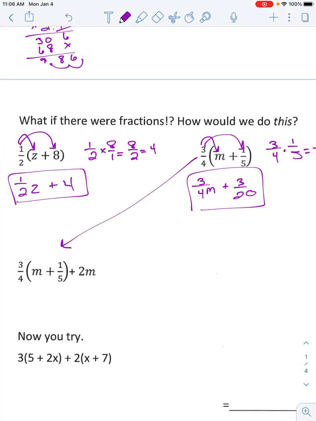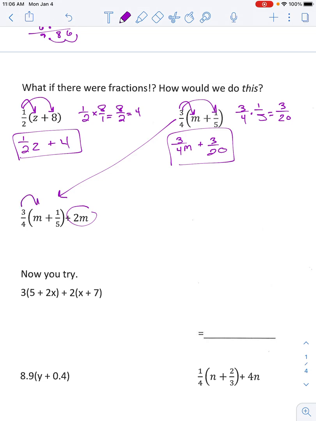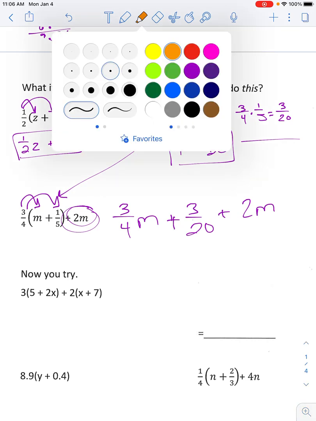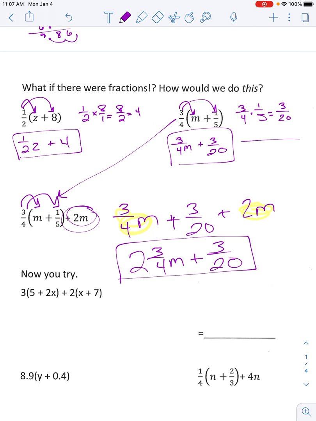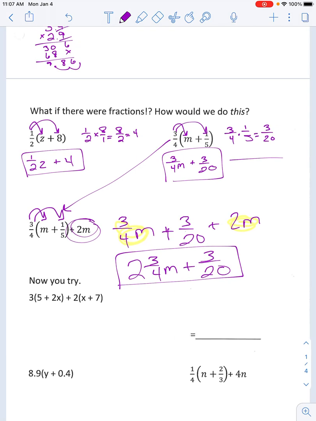Okay, moving on to this one. Guys, this is the exact same problem. We just added a plus 2m here at the end. So I've already done the work for this one. 3/4 times m is 3/4 m. 3/4 times 1/5 is up here. That is 3/20. And then this plus 2m was outside of the parentheses, so I'm going to add that. Now I'm going to have to combine like terms. I've got 3/4 m plus 2m. Well, guys, when you have a whole number and a fraction, just add them together. That's going to be 2 and 3/4 m. And there's nothing to combine with the 3/20. So I have 2 and 3/4 m plus 3/20.